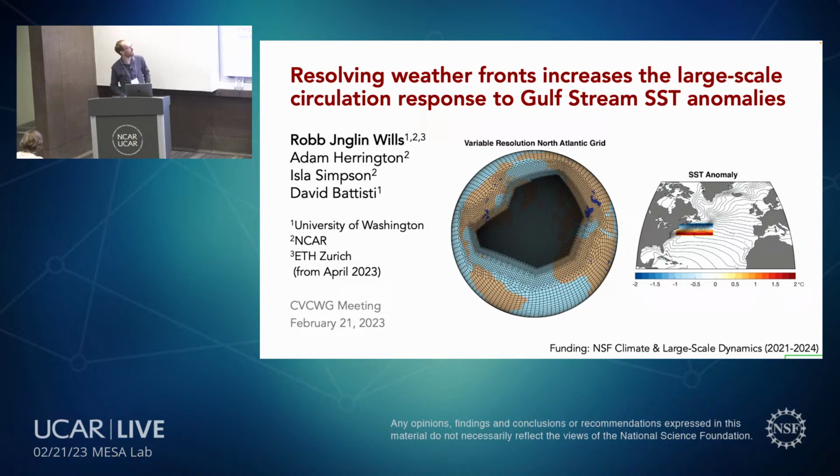Okay. Yeah, so I'm going to tell you about some new variable resolution simulations with CAM-SE, CAM6, and show some science results and show that resolving weather fronts seems to increase the large-scale circulation response to Gulf Stream SST anomalies. So compared to the simulation that Isla mentioned with high-resolution SSTs and an AMIP simulation, I'm going to be looking at some SST anomaly experiments that are fairly idealized. And this is work in collaboration with Adam Harrington and Isla and also David Battisti at the University of Washington.